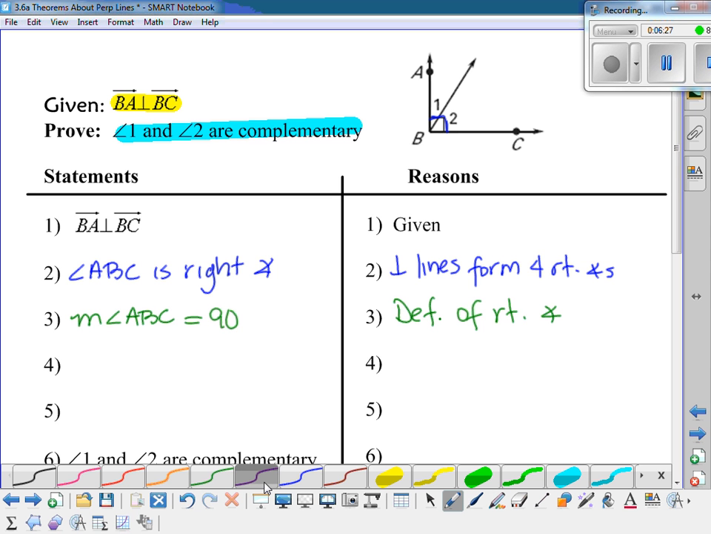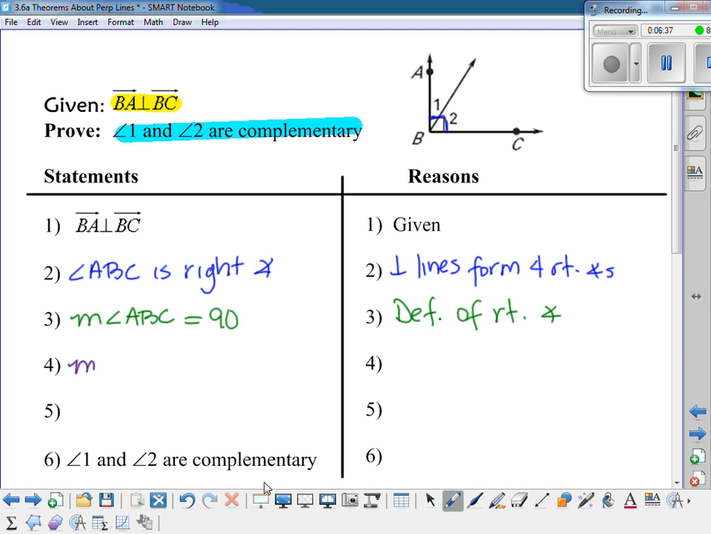And I'm trying to get to where 1 and 2 add up to 90 degrees. I can't say that yet, though. First, I have to say that the measure of angle 1 plus the measure of angle 2 is going to equal the measure of angle ABC. Because the two pieces add up to the whole thing, that's the angle addition postulate.